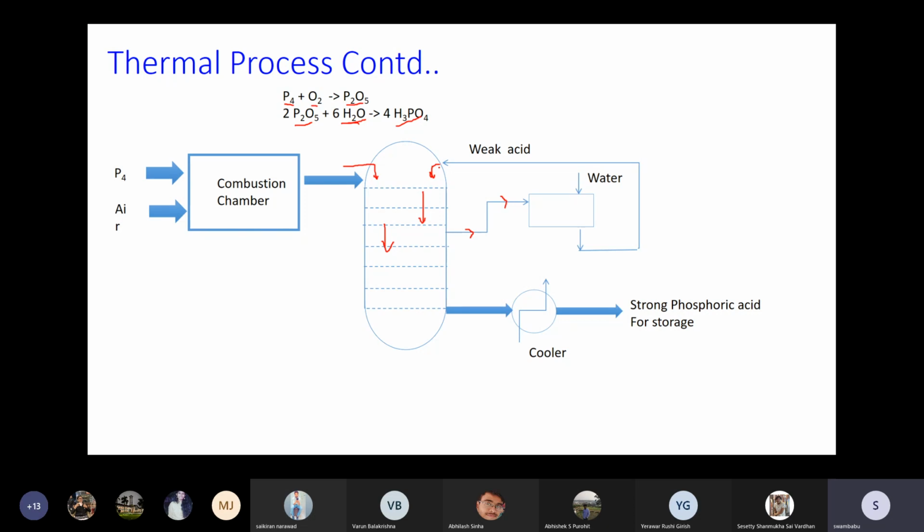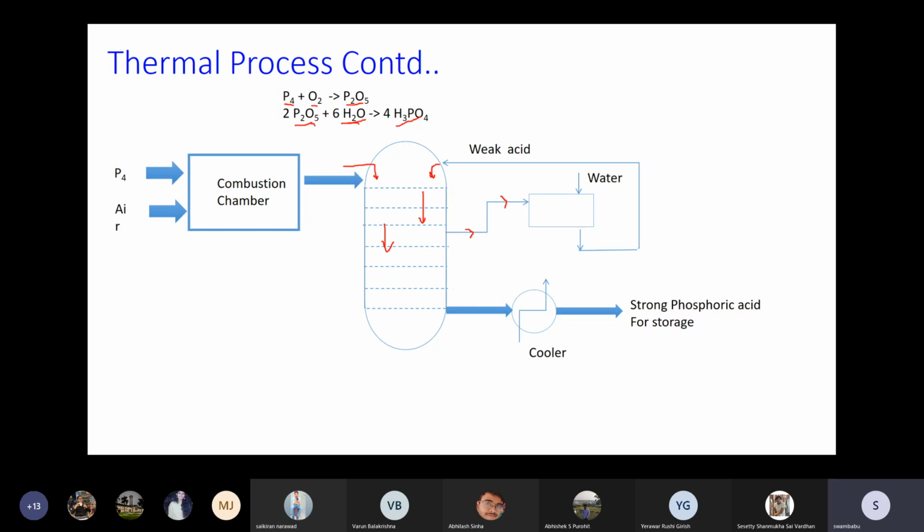If we use only water, the absorption of P2O5 vapor is limited. But if we use weak acid, then we can enhance the absorption rate. We can enhance the dissolution rate of these P2O5 vapors into this liquid solvent. That's why they're using the weak acid. So they take the intermediate concentrated acid, dilute it with water, and then supply it as a weak acid solvent for the absorption of P2O5.